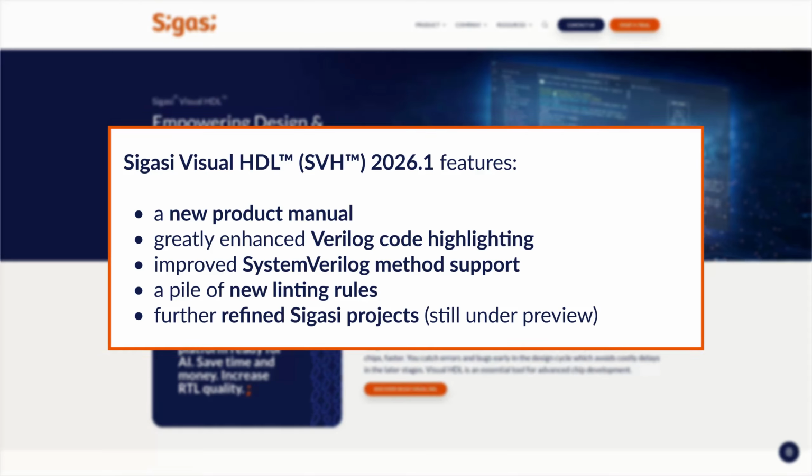Sigasi Visual HDL, or SVH 2026.1, focuses on user experience and integration with third-party tools, featuring a new product manual, greatly enhanced Verilog code highlighting, improved SystemVerilog method support, a pile of new linting rules, and further refines the Sigasi Projects, still under preview.